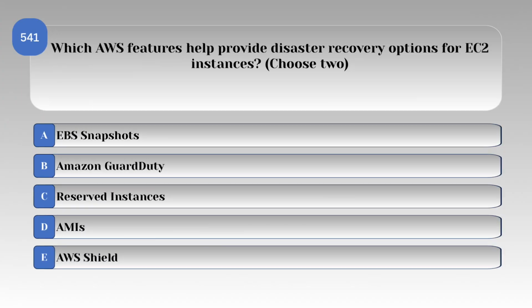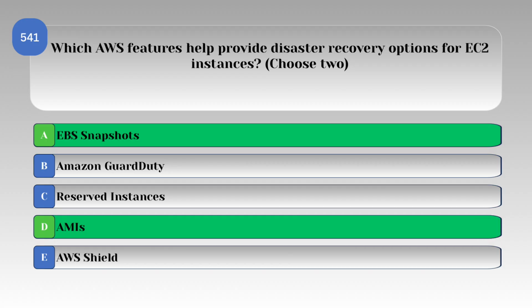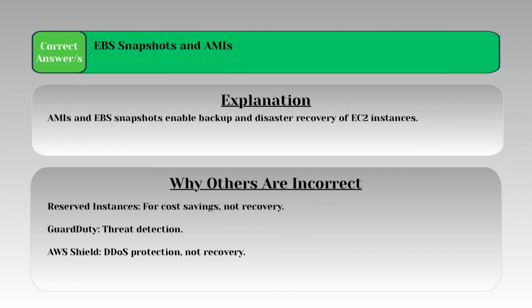Which AWS features help provide disaster recovery options for EC2 instances? Correct answers, EBS snapshots and AMIs. Explanation. AMIs and EBS snapshots enable backup and disaster recovery of EC2 instances. Why others are incorrect? Reserved instances, for cost savings, not recovery. GuardDuty, threat detection. AWS Shield, DDoS protection, not recovery.